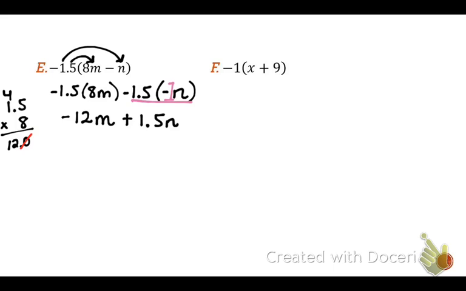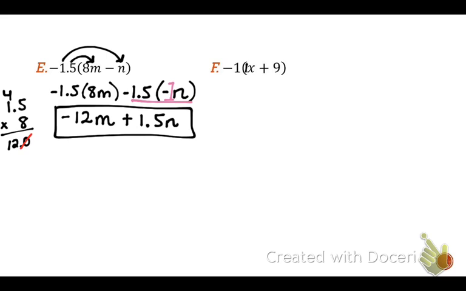Can I combine these terms? No, one's from the M family, one's from the N family, so we cannot combine those terms. So the answer is negative 12m plus 1.5n. On to the next one. I am multiplying negative 1. How many x's are right here? Just 1. So if you want to, you can put in the understood 1 right there.